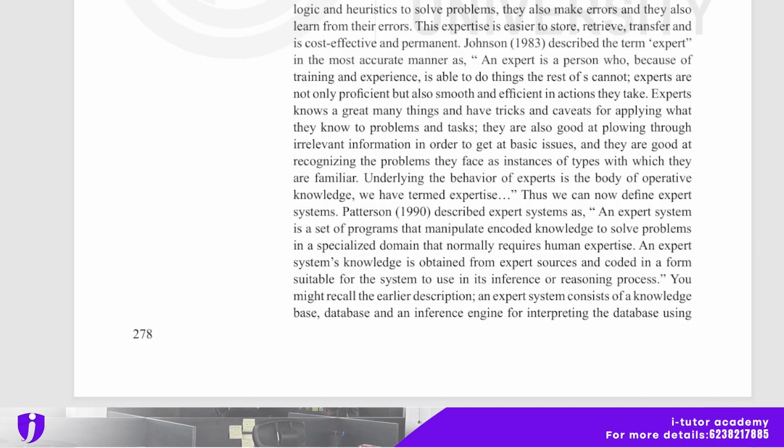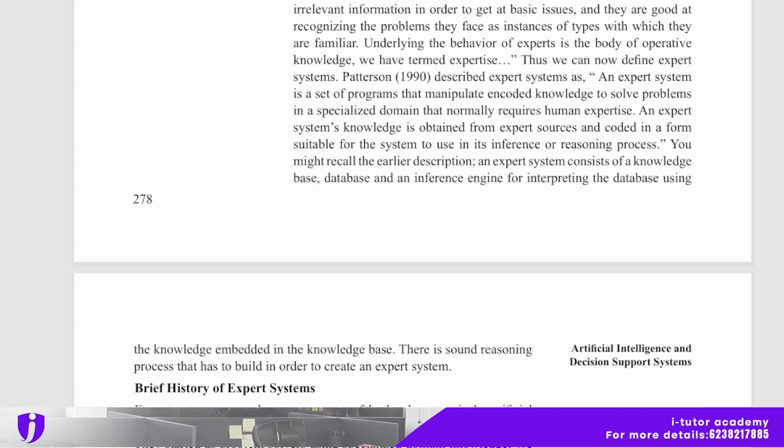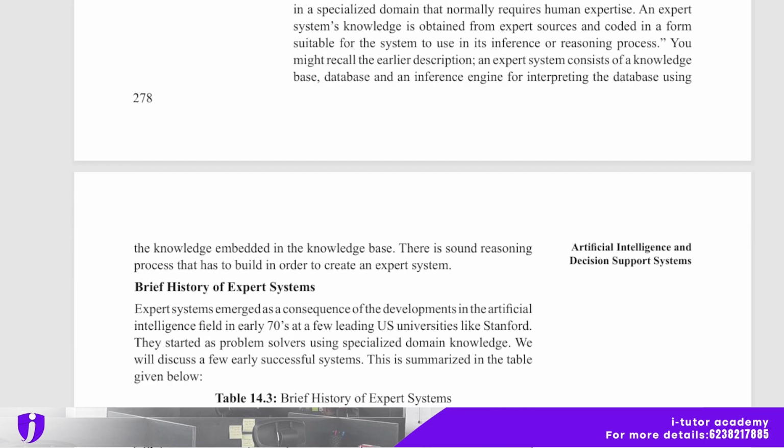You might recall the earlier description. An expert system consists of a knowledge base and database and an inference engine for interpreting the database using the knowledge embedded in that knowledge base. So there is a sound reasoning process that has to be built in order to create an expert system.